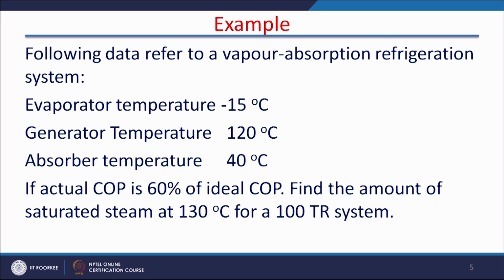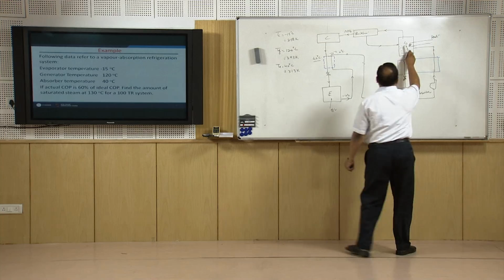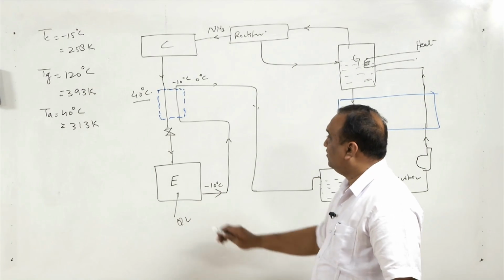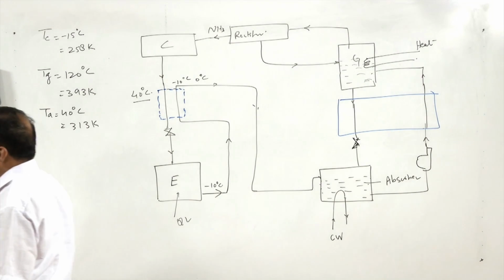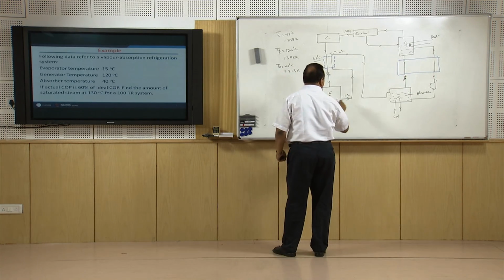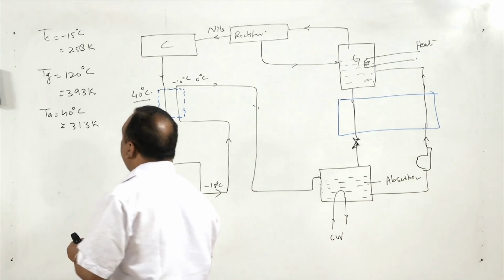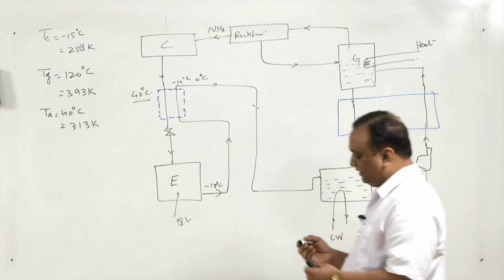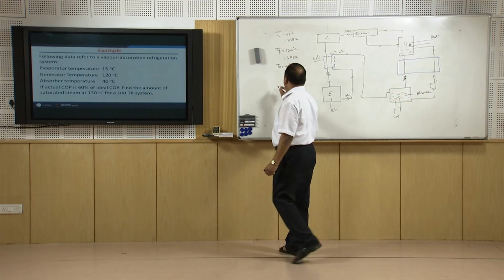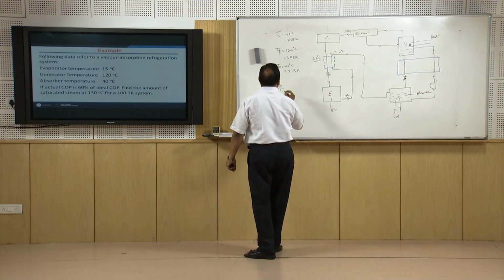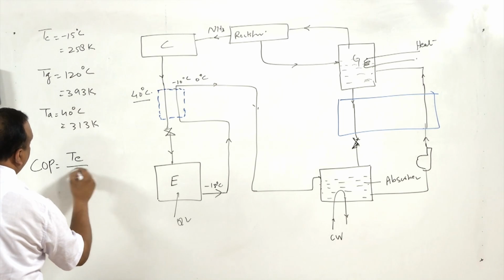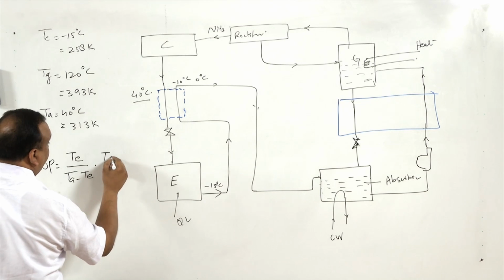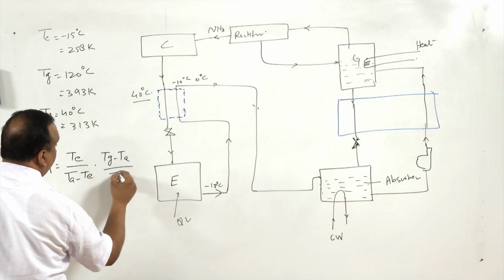Now with these temperatures, suppose in this ammonia type of system, the heating temperature in the generator is 120 degrees centigrade, evaporator temperature is minus 15 degrees centigrade, and this absorber temperature is 313 Kelvin. If I want to find the COP of the system, COP of the system will be T evaporator by T absorber minus T evaporator, multiplied by T generator minus T absorber by T generator.